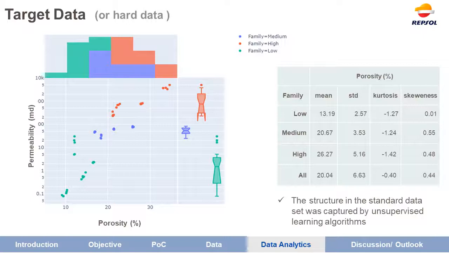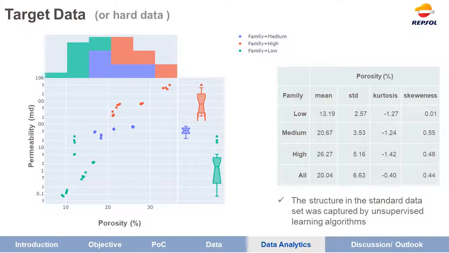Starting with the exploratory data analysis, here you can see a scatter plot of the hard data. As I mentioned before, in the project database we had three main families. The first one, with low permeabilities, shown in green, ranges from 0.1 to 15 millidarcies. The second family, with medium permeabilities, shown in blue, ranges from 30 to 80 millidarcies, and the highest permeability family ranges from 200 to 4000 millidarcies. The families were selected based on the permeability because it was expected to be the hardest property to estimate.